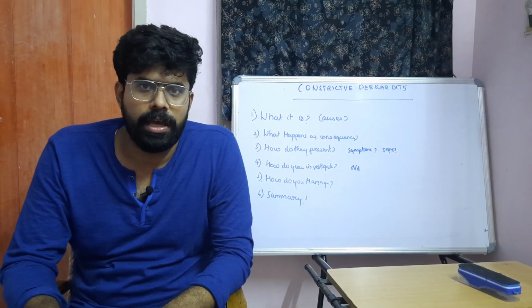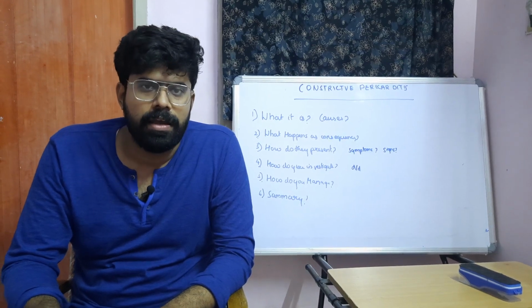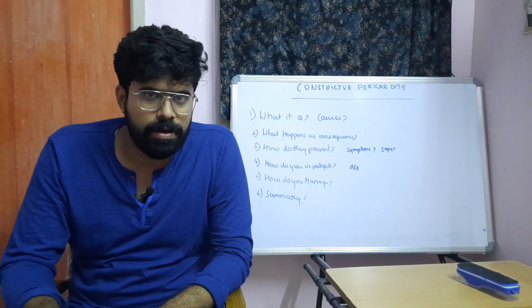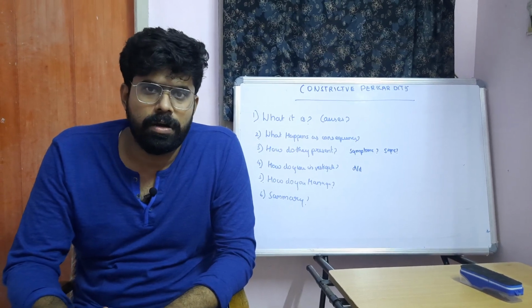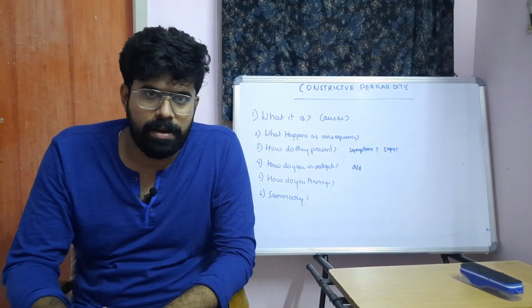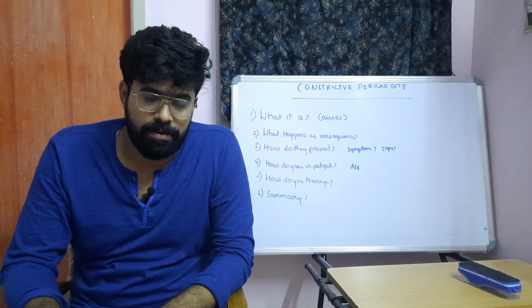Then we do the 2D echo. The 2D echo can show the thickened pericardium. It can show a dilated inferior vena cava, or dilated hepatic veins. And also you can do a color Doppler. This Doppler echo can show an increase in the respiratory variations.